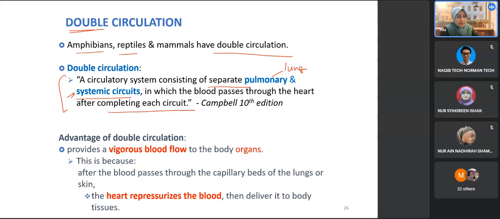I hope you are listening to what I am delivering. It is not just opening the camera, you have to join the session. I hope you are listening. So where is the glossary? In the back pages, right.